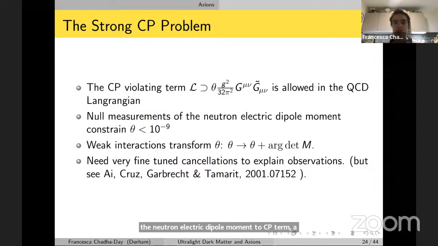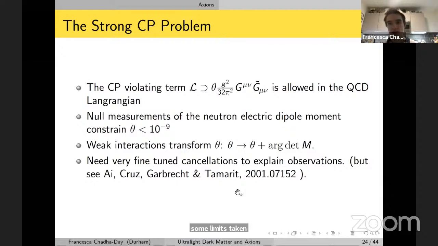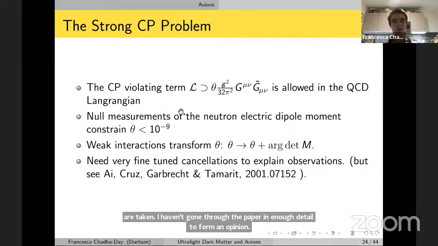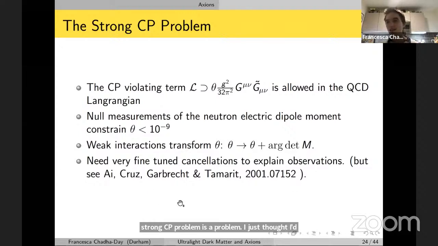And they say that actually you wouldn't get any contribution from this arg det M. In fact, the weak and the strong CP terms together would actually lead to no neutron electric dipole moment. The calculation's quite subtle, and the argument is basically about the order in which some limits are taken. I haven't gone through the paper in enough detail to form an opinion, and I would say most physicists still think that the strong CP problem is a problem. I just thought I'd put this in just to show that these calculations are quite subtle, and this is really an ongoing area of research.